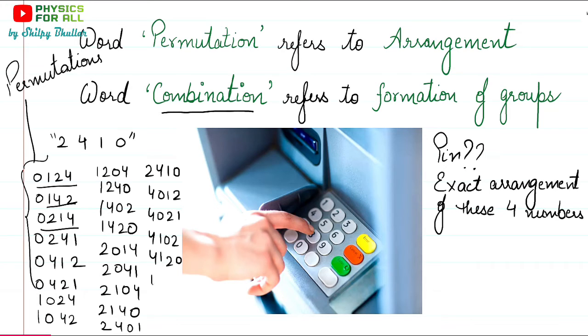4120, then 4201, 4210. So these are all the permutations, and maybe for one such arrangement, that pin could be the correct one. So maybe when he inserted the number like this, first 4, then 0, then 1, and then 2, the pin got accepted. So this came out to be the exact pin.